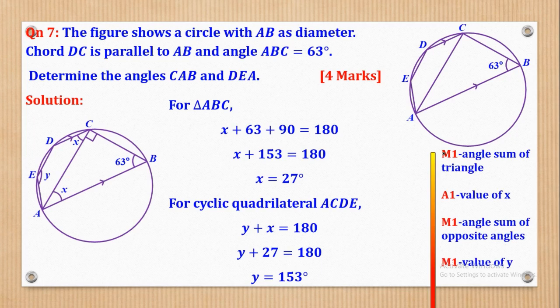So M1 for substituting into the angle sum of a triangle, and A1 for the value of X. M1 for substituting into the angle sum of a cyclic quadrilateral and opposite angles, then A1 for the value of Y.